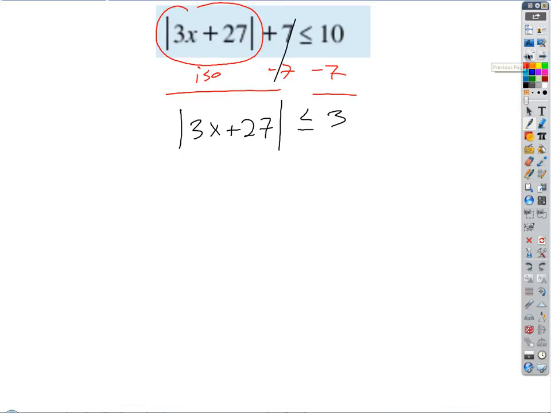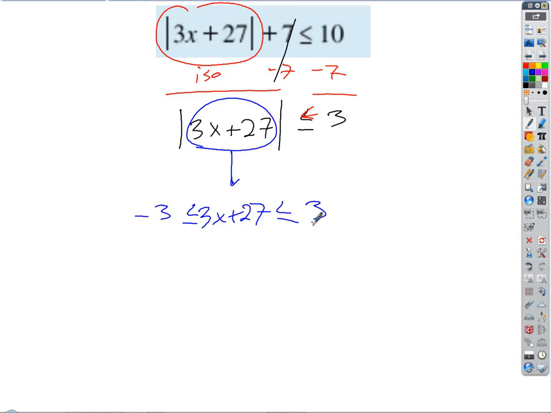Oops, there it is. So we got this, right? We have an absolute value expression that's less than a number, so the absolute value is pointing at the inequality. How am I going to set up the inequality? What's inside goes in the middle, and it's going to be greater than or equal to the lower limit, which is -3, and less than or equal to 3.